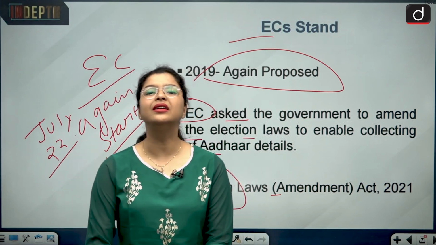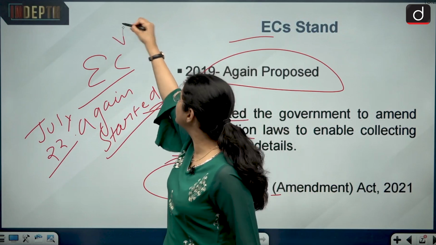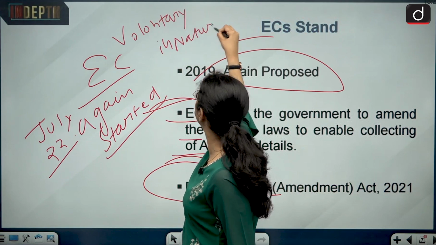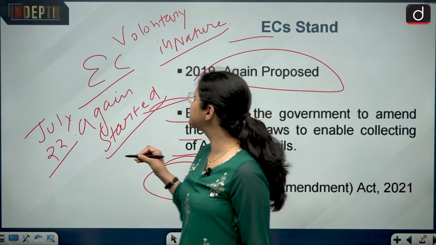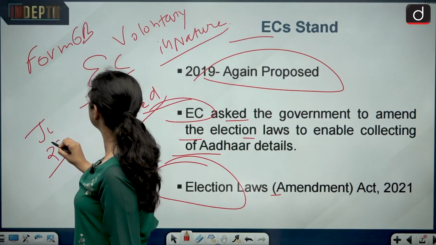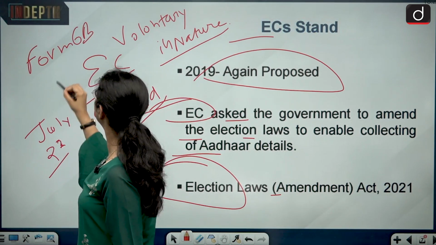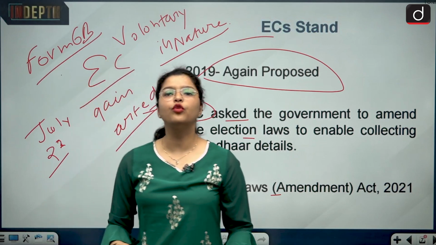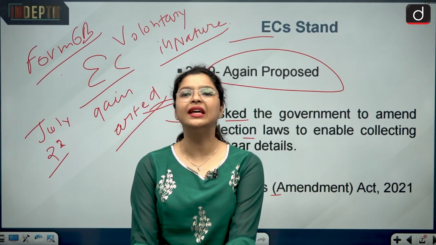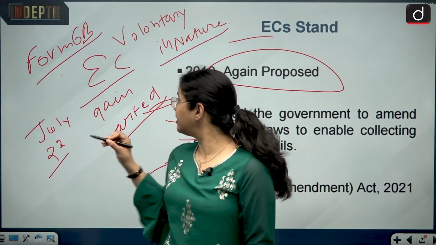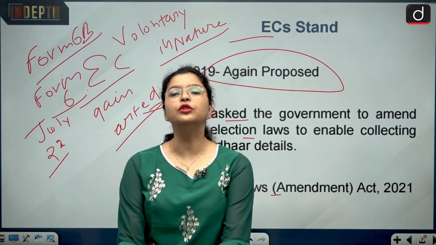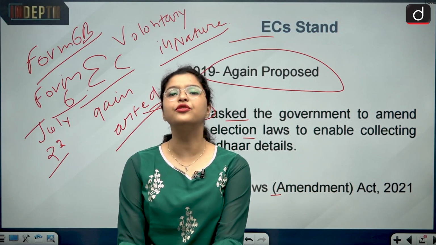But let me clarify that this is not compulsory. This is voluntary in nature. And for these purposes, two forms were circulated. First form was Form 6B. So this Form 6B was given to the existing voters in the electoral roll so that they can seed their Aadhaar card details. And then there was another form that is known as Form 6, that is given to any person who wants to enroll itself as a first time voter.